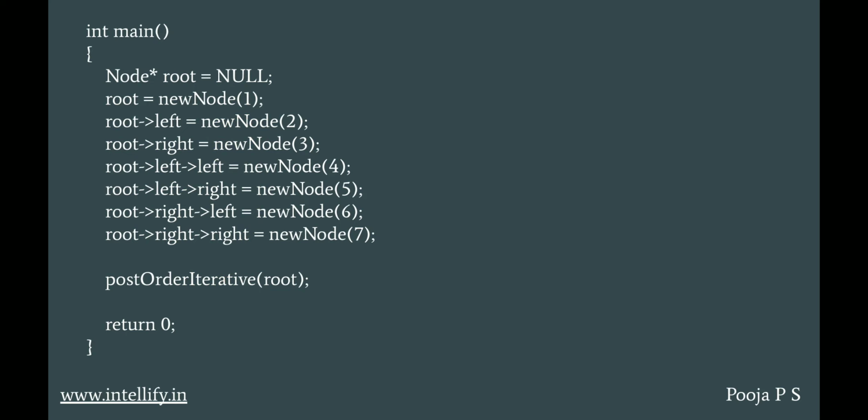Here we are constructing the tree as I showed you in the example figure. For that construction, this is the root node and these two are the child nodes of the root node, 4 and 5 are the child nodes of 2, and 6 and 7 are the child nodes of 3. Here we are calling the function post order iterative, so that will print the output. So this is the output that we get.